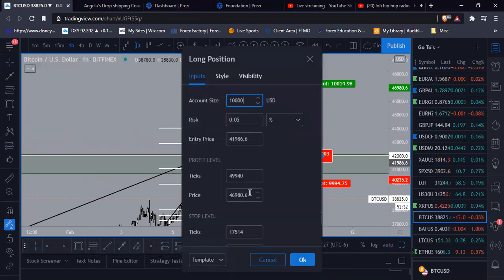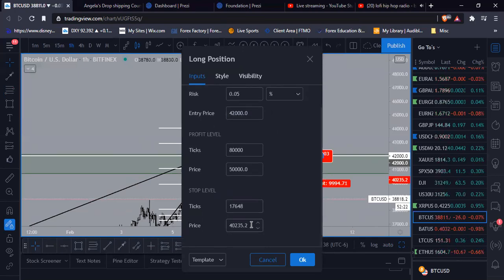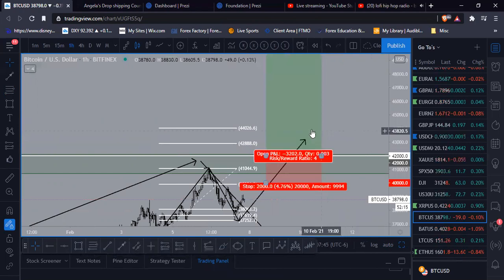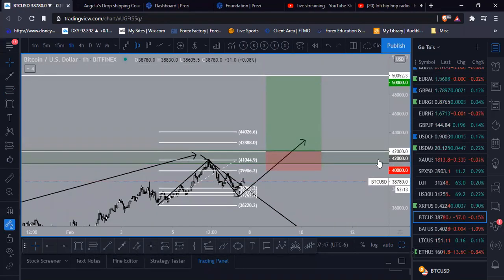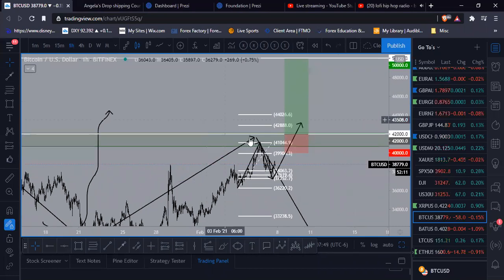Entry price, take profit at 50,000. Entry price at 42,000. And stop loss at 40,000. A 1-to-4 risk reward, beautiful. So alright, that's what I have for Bitcoin. Let's see how things play out.